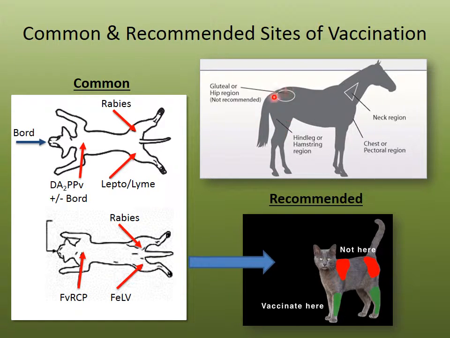You can imagine why this is not a great place to vaccinate a horse, because you have to be behind the leg. So for safety reasons, it's best to stay away generally from the back end of the horse. Some people do the hind leg or the hamstring, but again, I would say most people stick up here in the neck region.